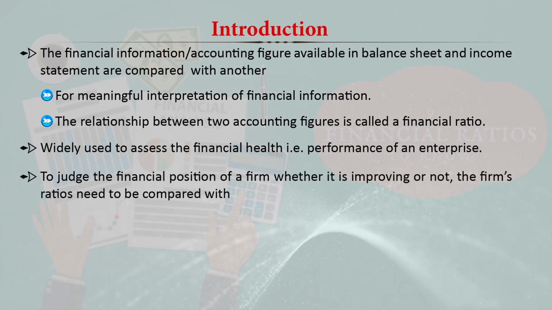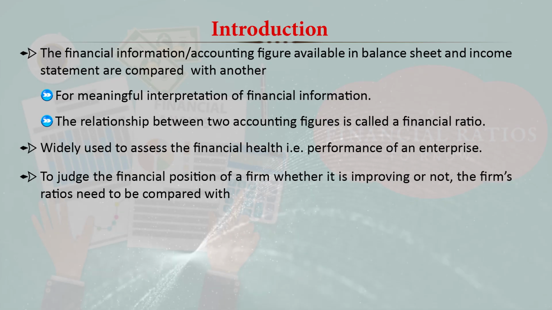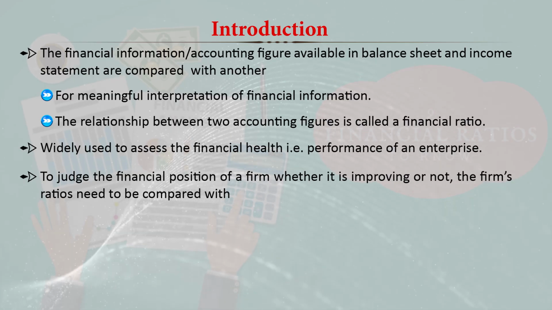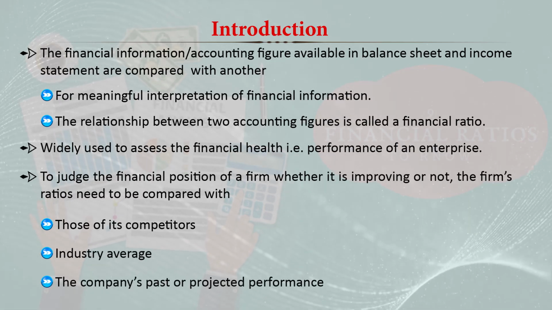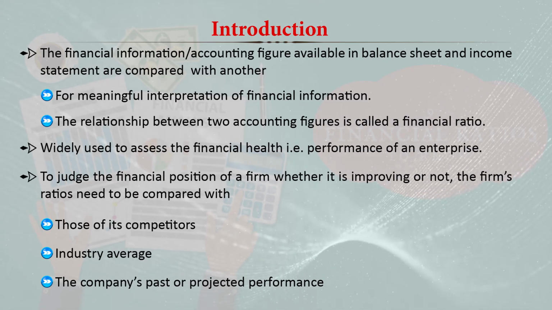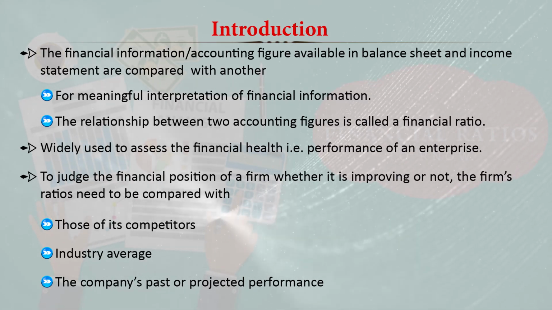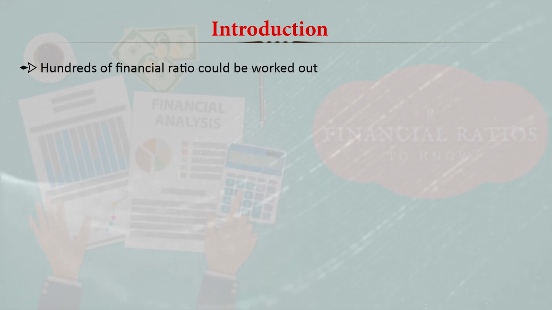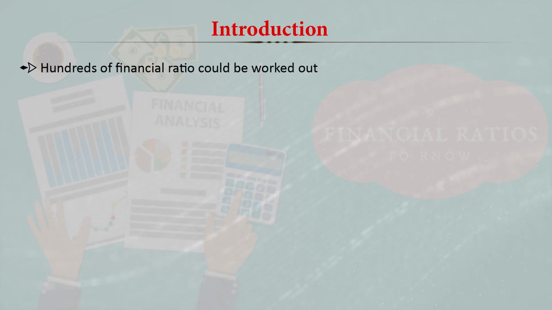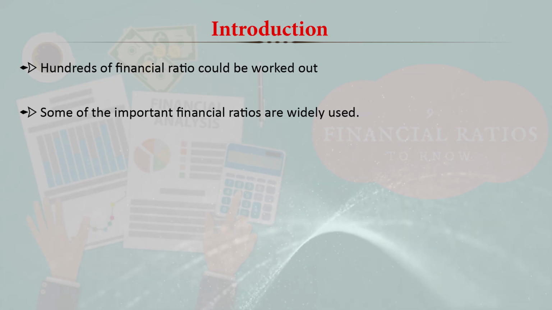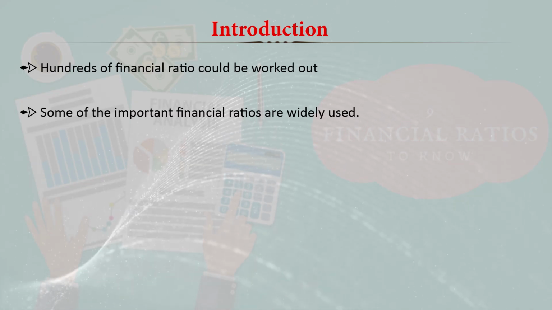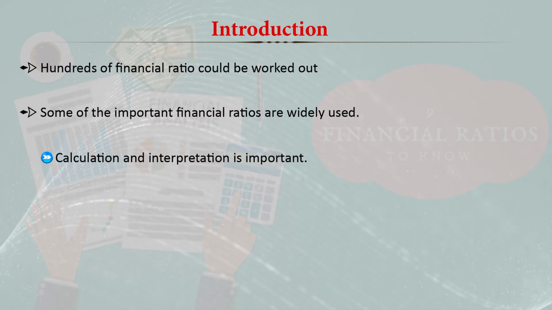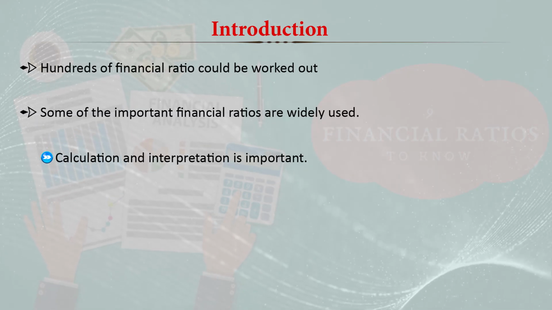And to judge the financial position of a firm, whether it is improving or not, the firm's ratio needs to be compared with those of its competitor, the industry average, or the company's past or projected performance. So we can have a judgment about the financial performance of a firm. And there are hundreds of financial ratios that can be worked out, but some of the important financial ratios which are widely used are very important in the calculation and interpretation of the financial information.